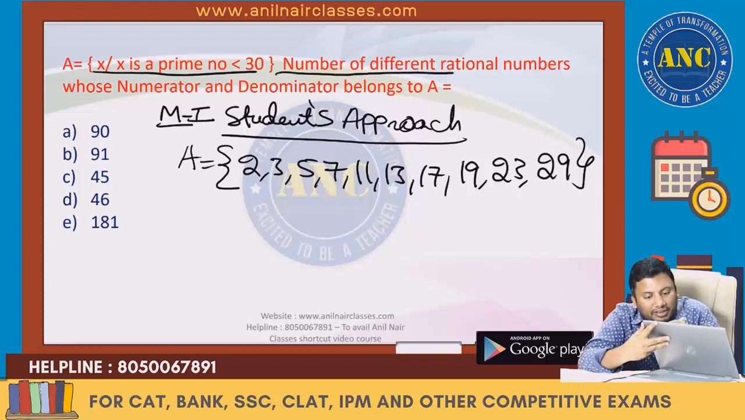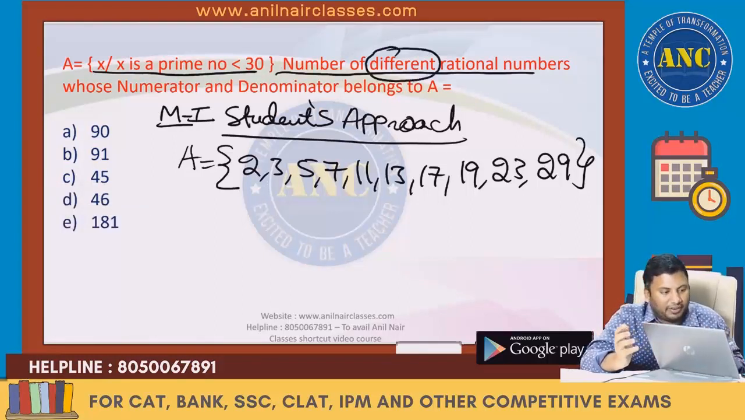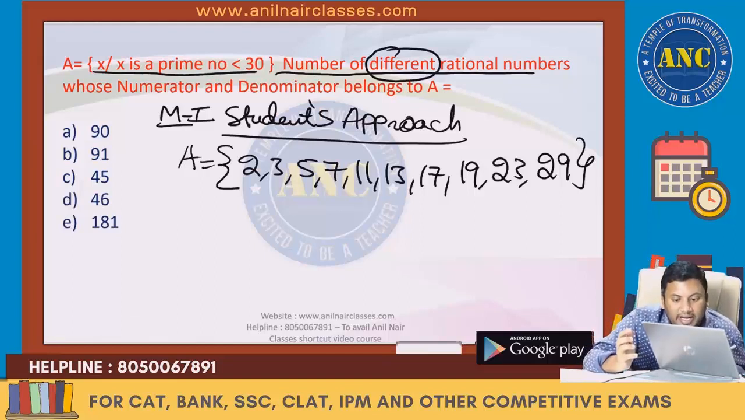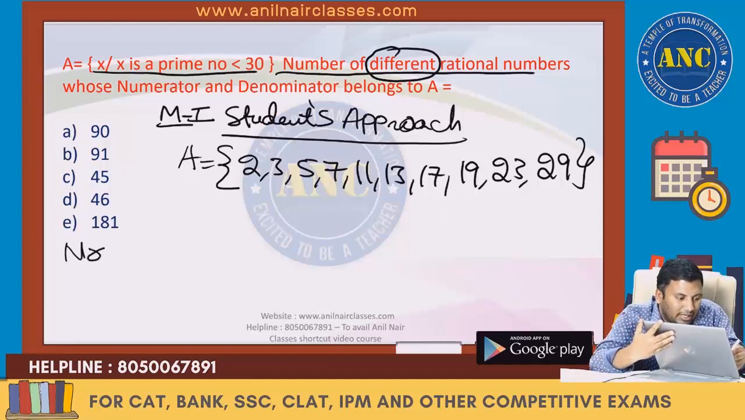Number of different rational numbers. Rational numbers should be different, whose numerator and denominator belong to A.